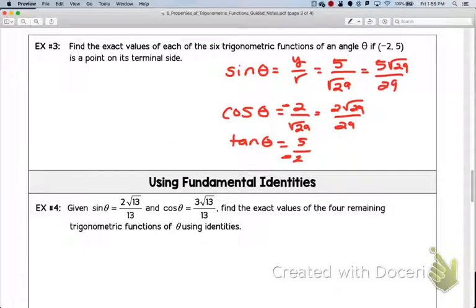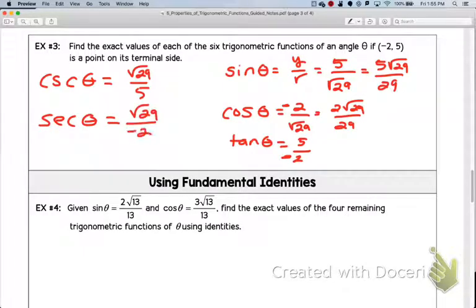Okay, so cosecant of theta is the reciprocal of sine, so root 29 over 5. Secant of theta is the reciprocal of cosine, so root 29 over negative 2. And cotangent of theta is the reciprocal of negative 5/2, so negative 2/5. Okay, so now we have all 6 trig functions evaluated for a ratio of a point with its terminal side, or point at negative 2, 5.